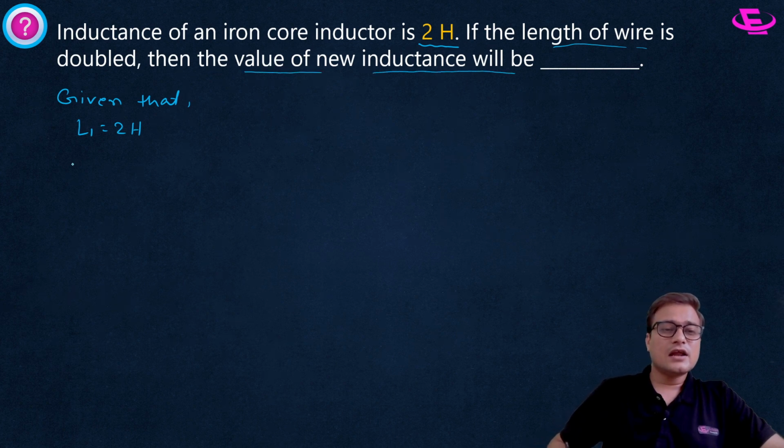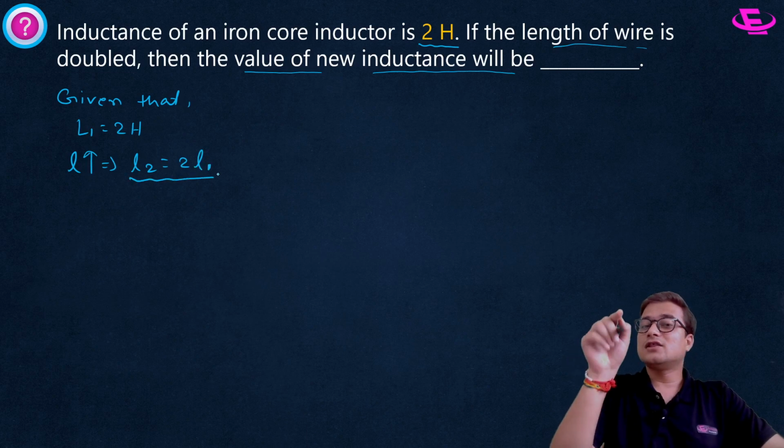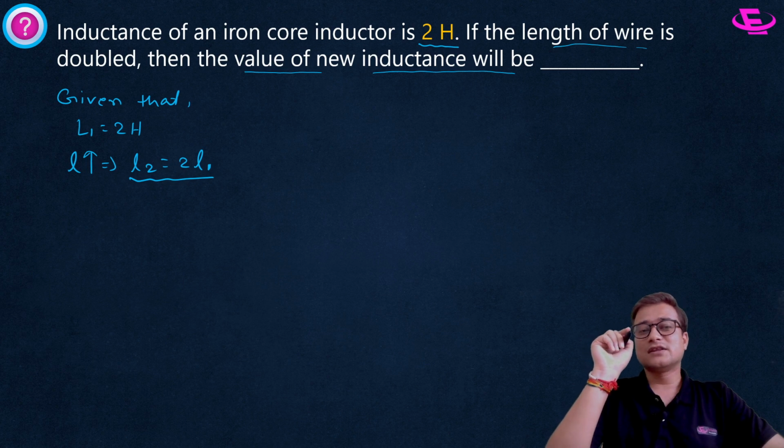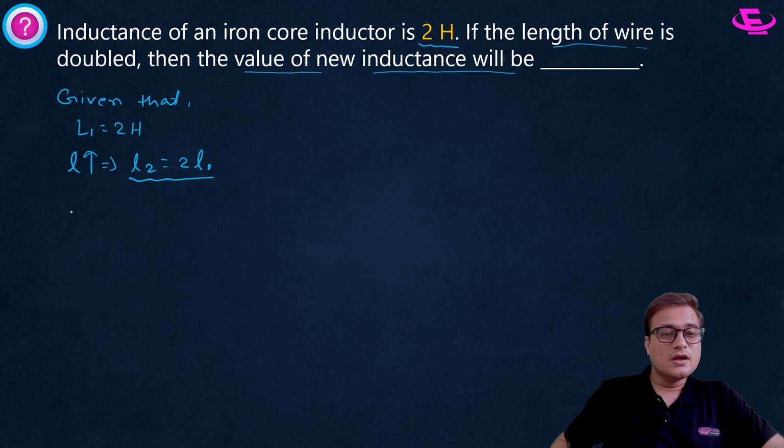They are saying that if the length of wire is doubled, you can say L2 becomes 2 L1. This is the length of wire, not the length of the frame. Remember this point. Then the value of new inductance will be? So what do you know? L equals mu n square A divided by L. Clear?